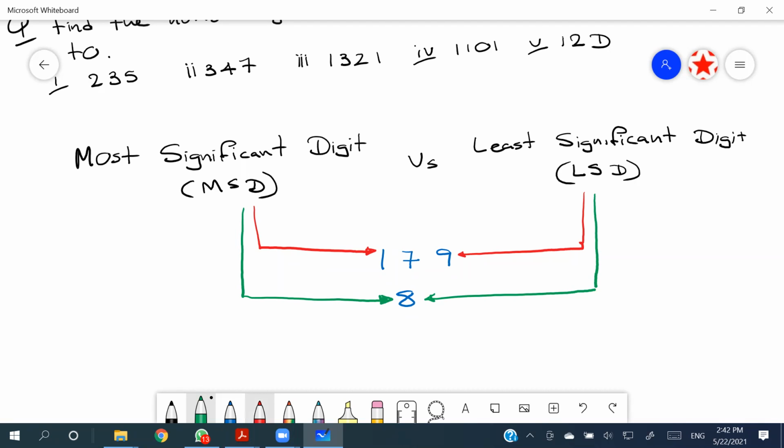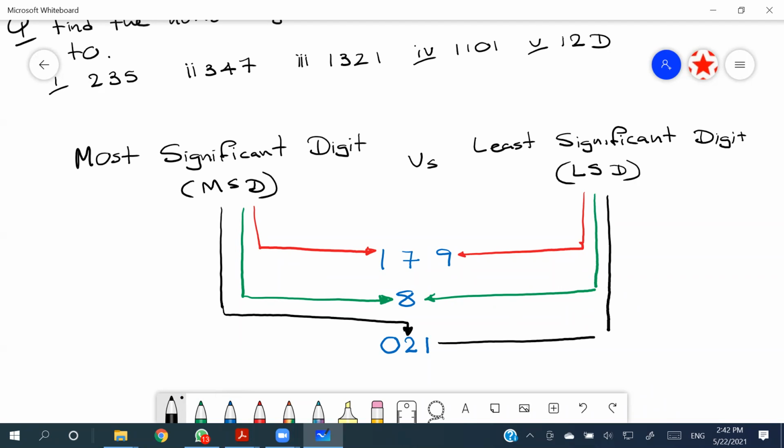And if you are going to refer to something like this, 0, 2, and be very careful, the most significant digit is going to be 2, right? Let me change this to 0, 21. And the least significant digit, no change, the one which stays at the very right end.